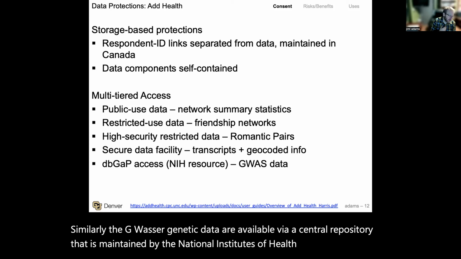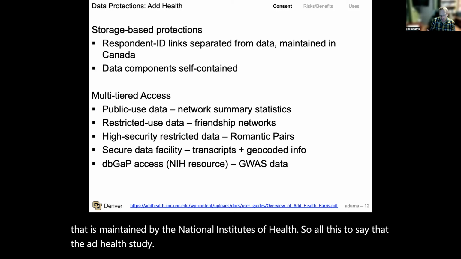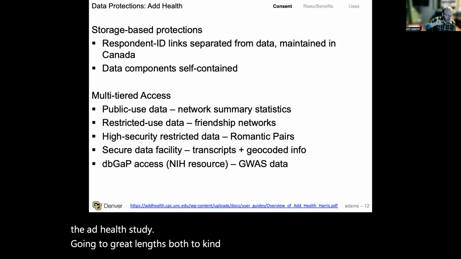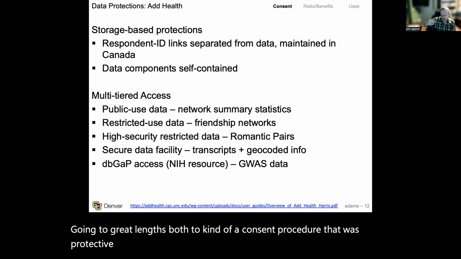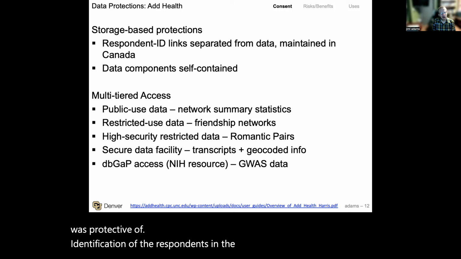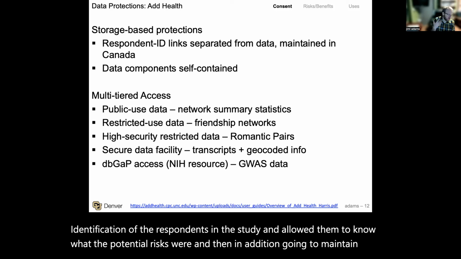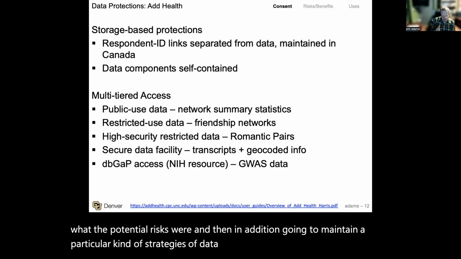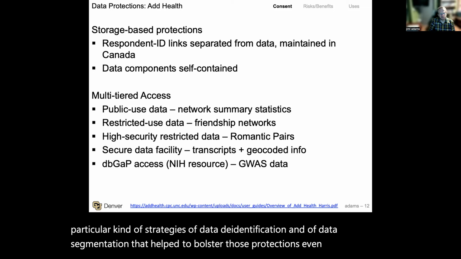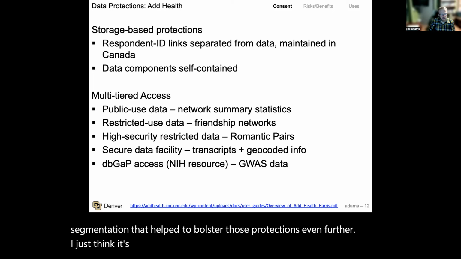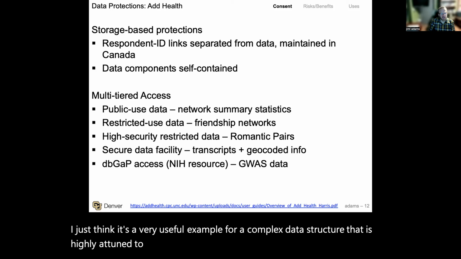So all this is to say that the AdHealth study went to great lengths, both to generate a consent procedure that was protective of identification of the respondents in the study, and allowed them to know what the potential risks were, and then in addition, maintained particular strategies of data de-identification and of data segmentation that helped to bolster those protections even further. I just think it's a very useful example for a complex data structure that is highly attuned to these considerations that we're talking about today.